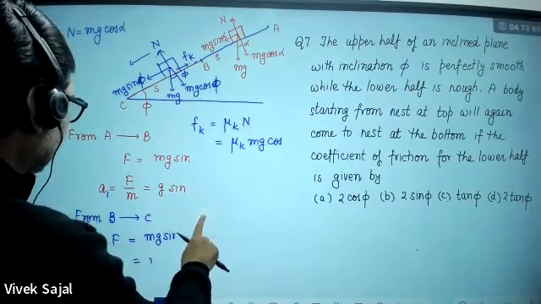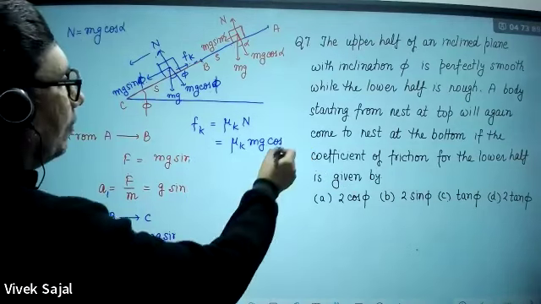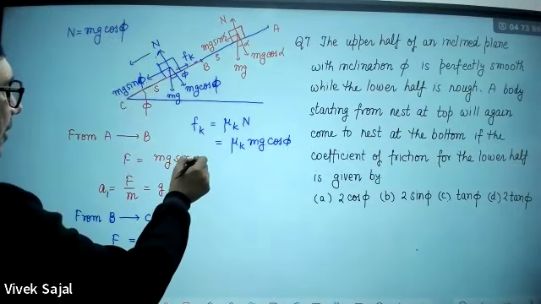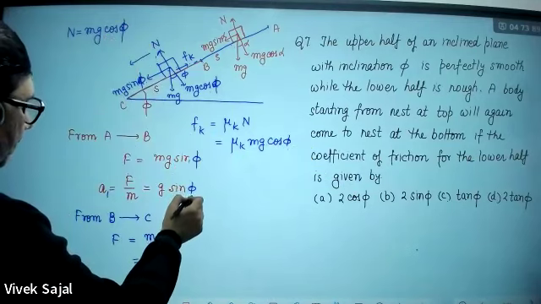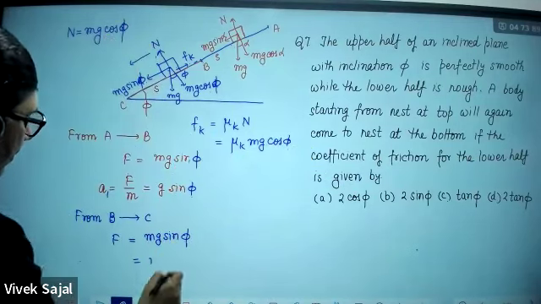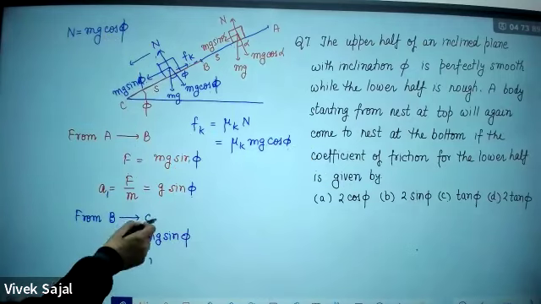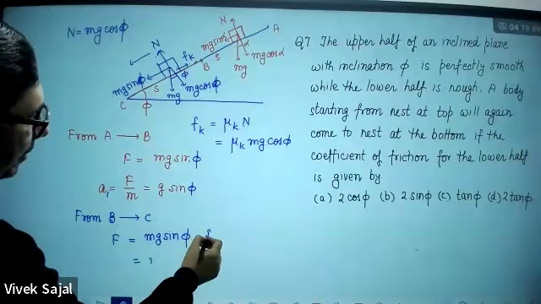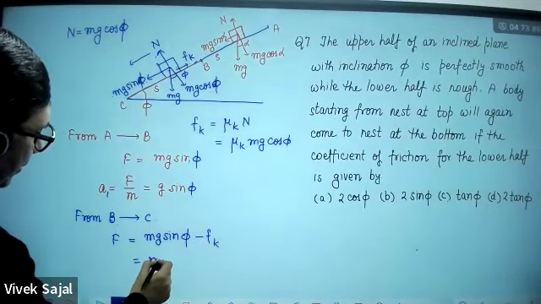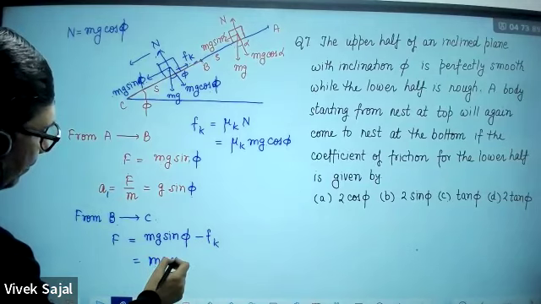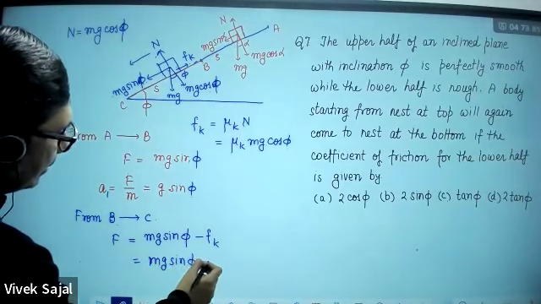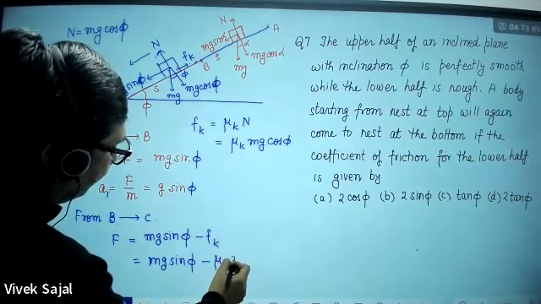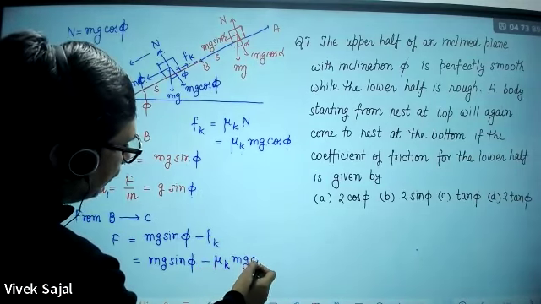So throughout, the angle is the same. So I'm converting it into phi. So this is also phi. Please make it correct. Sin phi. So from B to C, mg sin phi is acting downward. This is minus Fk, and Fk. So it will be mg sin phi minus mu k mg cos phi.